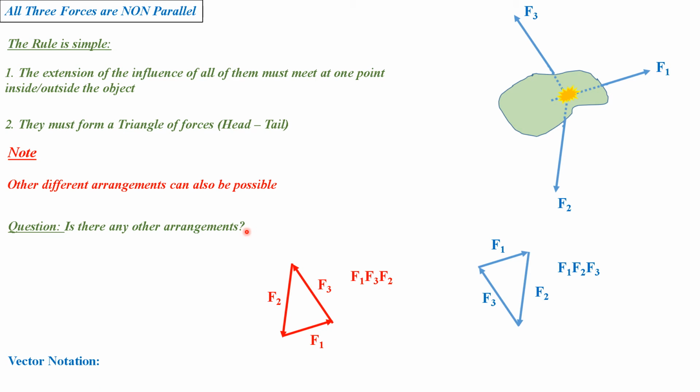Vector notation. The same fact as we had in parallel, we still have here in vector format. The algebraic sum of all the vectors must be equal to 0.